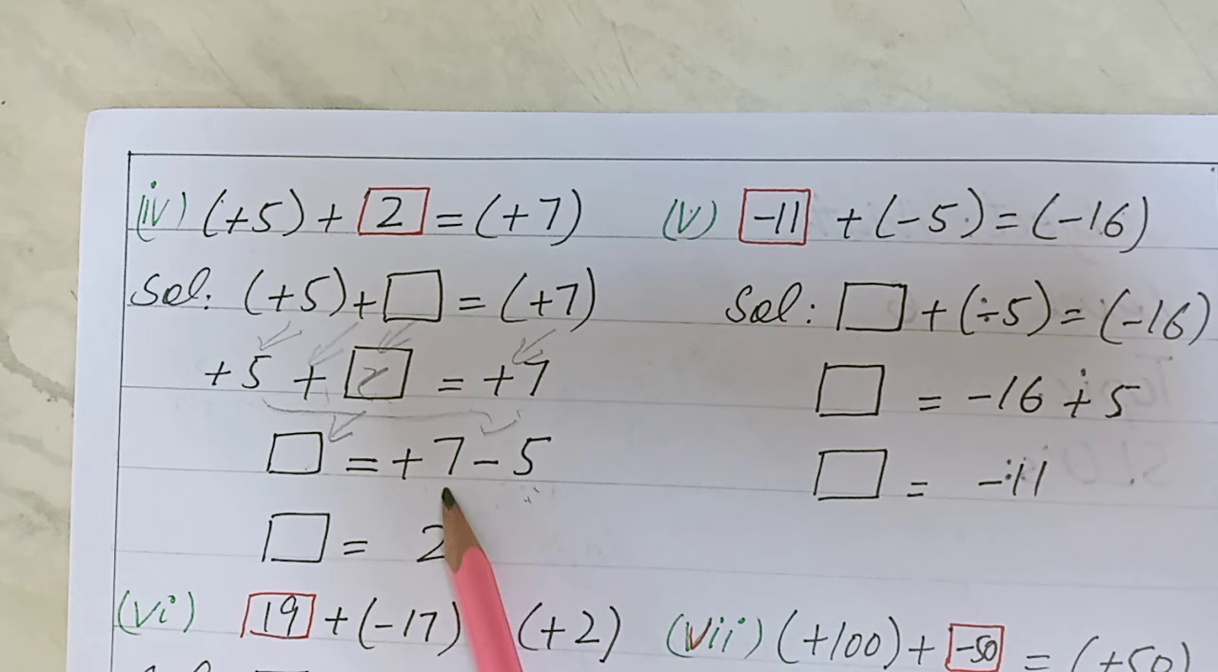So plus minus minus, 7 minus 5 is equal to 2, but the sign will be of the greatest value. So we write here plus sign.